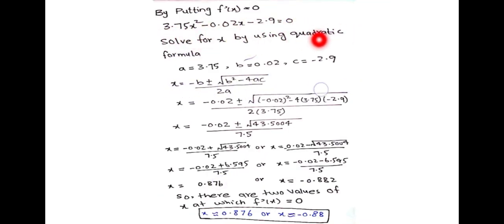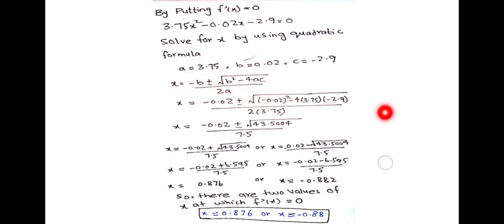So here in this case we are unable to factorize this term, because it is too difficult to factorize a term having decimal points or too many zeros. So in this case we can use the quadratic formula. For the quadratic formula, first of all we have to determine a, b and c from the equation. a is the coefficient of x square, b is the coefficient of x, and c is basically the constant term. So c in this case is -2.9, b is 0.02, and a is 3.75.